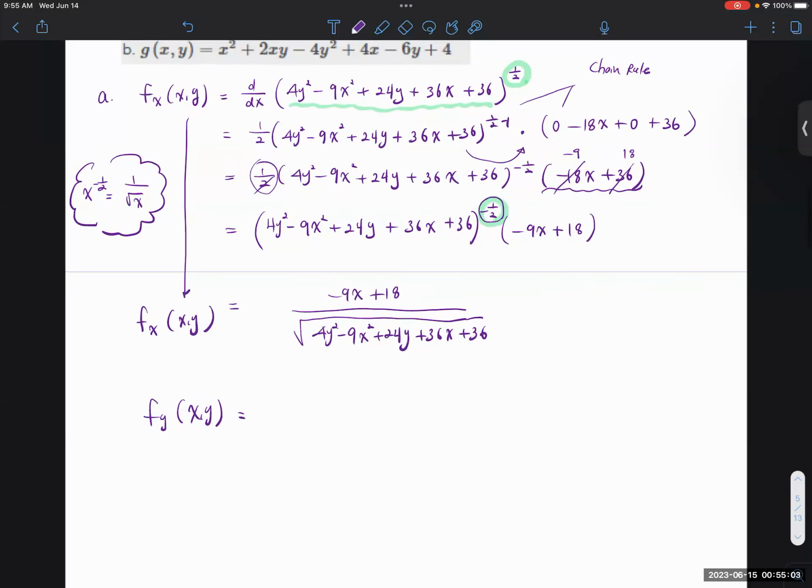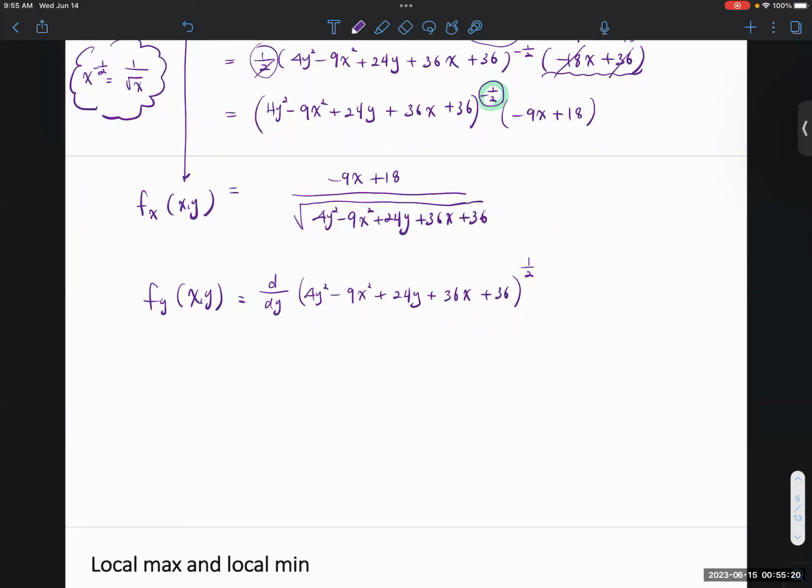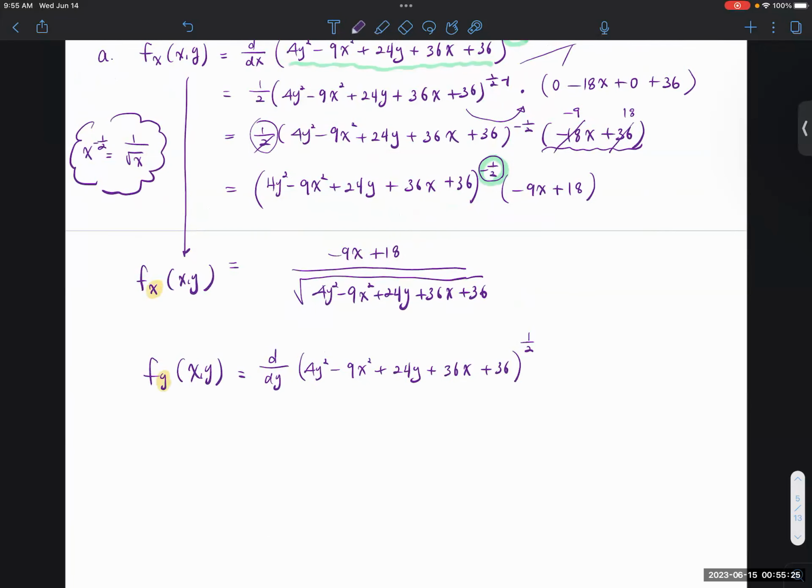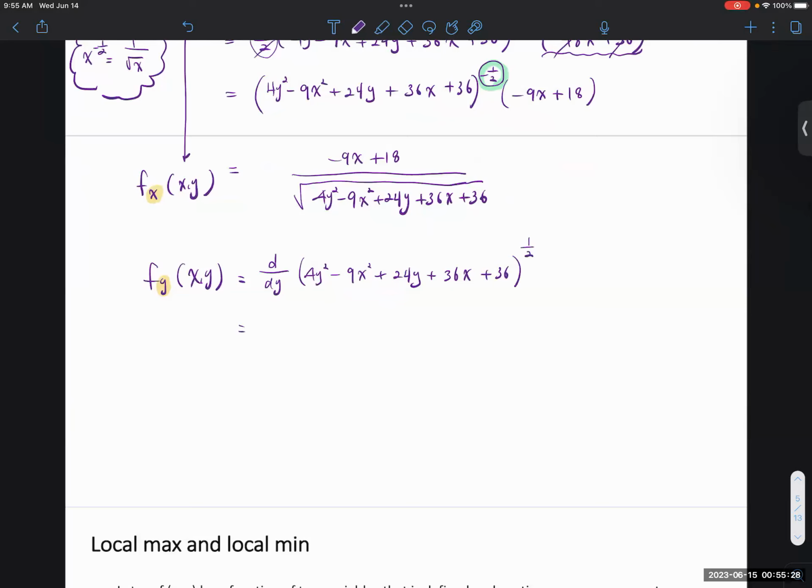So we're going to do the same thing. Let me just copy. We have d over, this time, dy, and then we have a 1/2, right? So this is the partial derivative with respect to y. So this is x, this is y. We're going to do the same thing, the chain rule will be applied. So 1/2, (4y² + 9x² + 24y − 36x + 36) to the 1/2 minus 1.